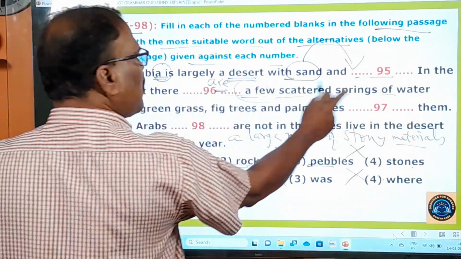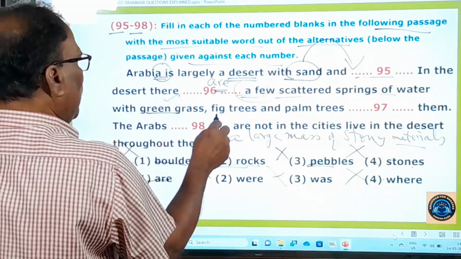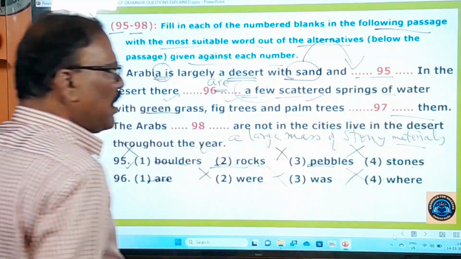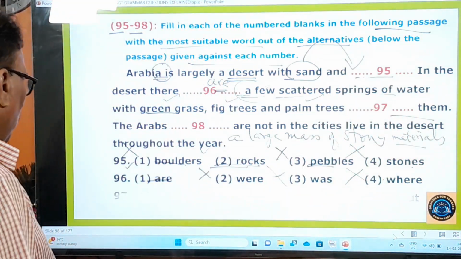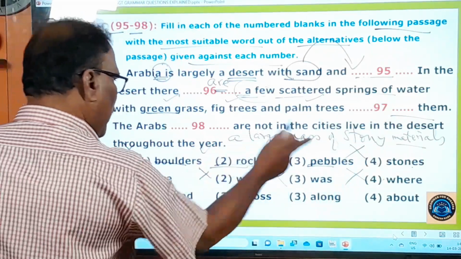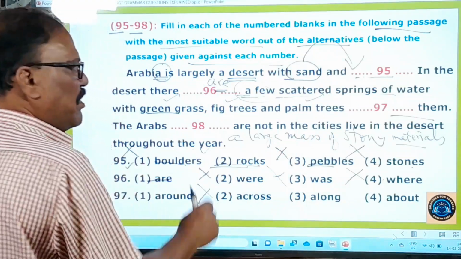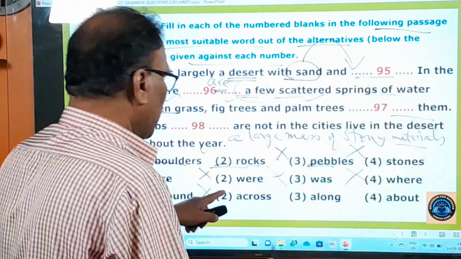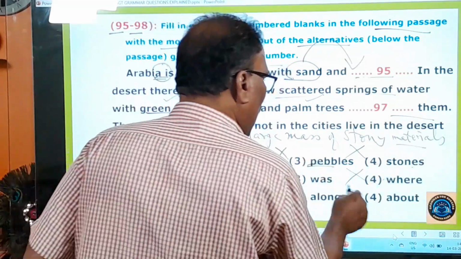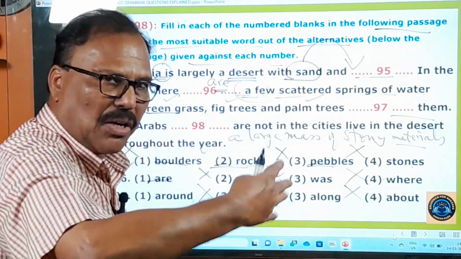There are a few scattered springs of water, and they are filled with green grass. Okay, fig trees, palm trees, dash them. And what to use in this 97th blank? Dash them means, what do you say? Around them, across them, along them, about them. Across them you cannot say. Across means from one end to the other. This is not useful. Along is not there. About means in the surroundings, that is the meaning.